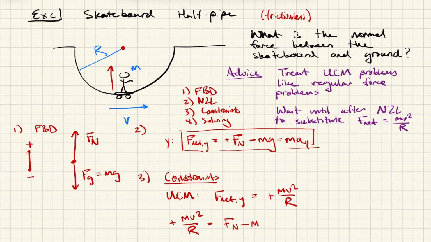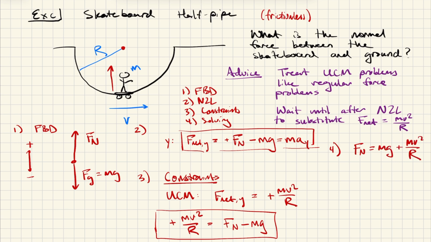minus mg, right? And so this equation is telling us that whatever Fn and mg are, the total combination of them has to be exactly mv squared over r, once again to make sure that our skater is maintaining their circular trajectory, okay? And so finally, we can try solving this for the normal force, and we find that Fn equals mg plus mv squared over r after adding mg to both sides.